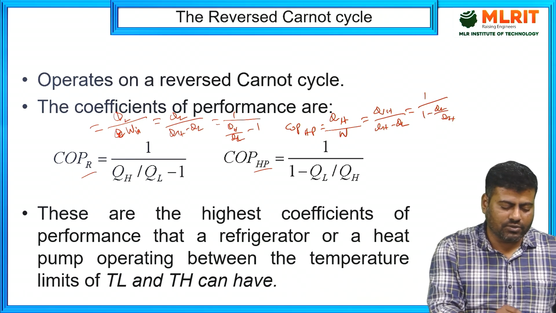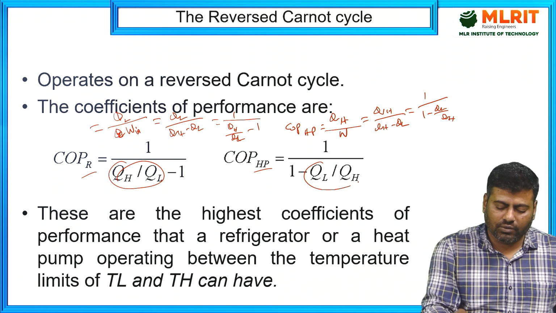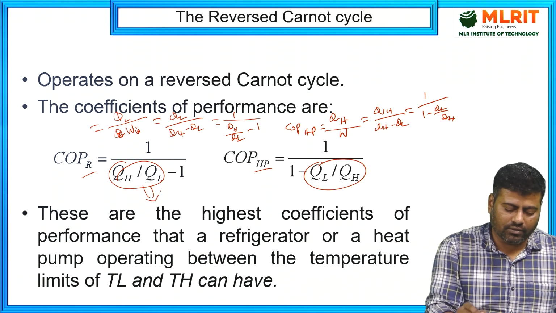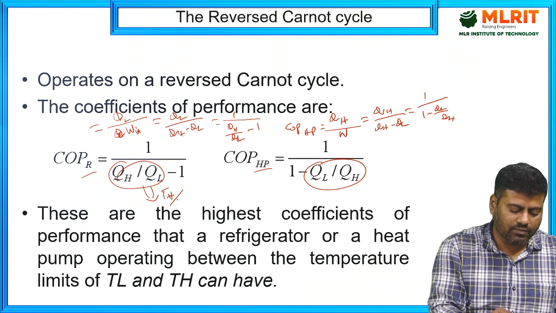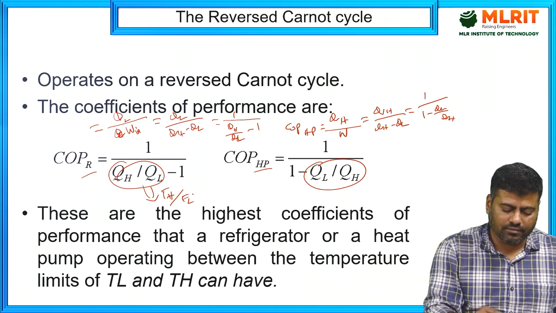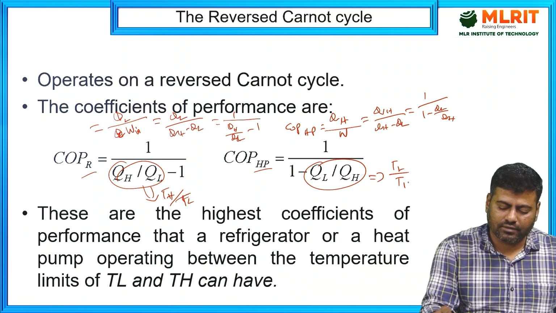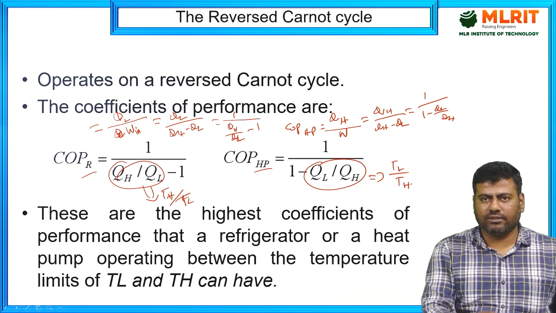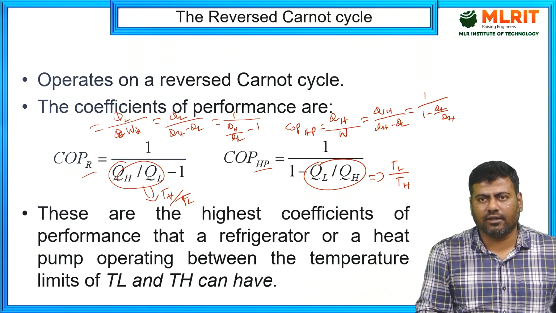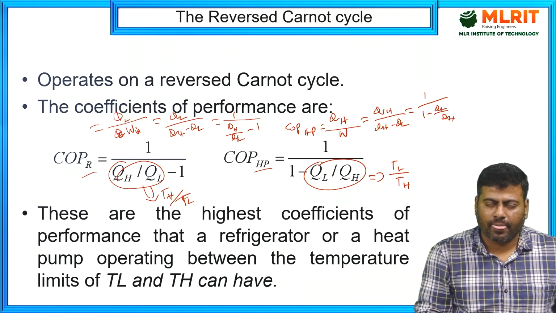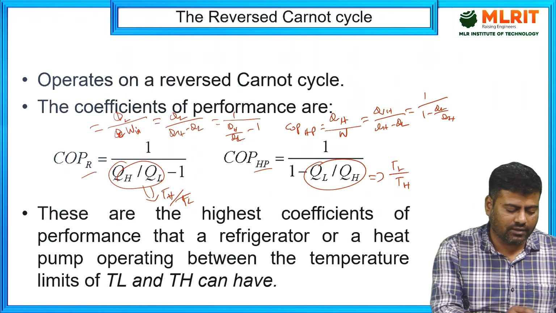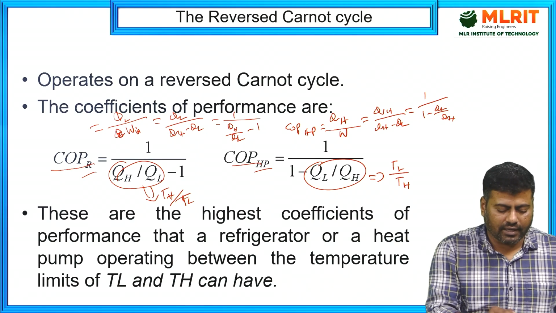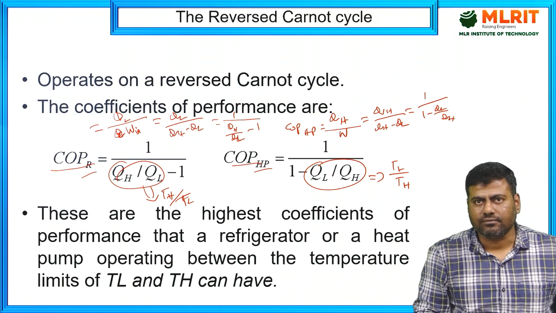Now QL by QH is, for the reversible processes, TL by TH. That's it. So this is what we call the reversed Carnot cycle, and the performance parameter for refrigeration is COP. I can derive it in this way.